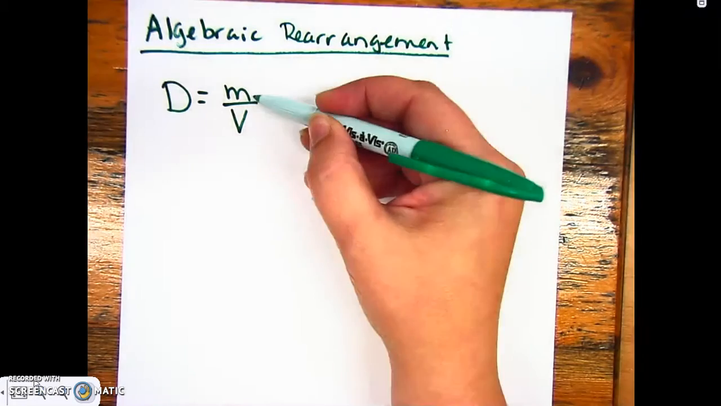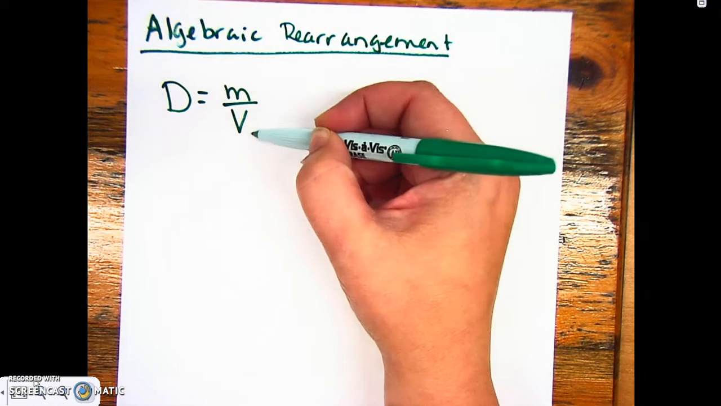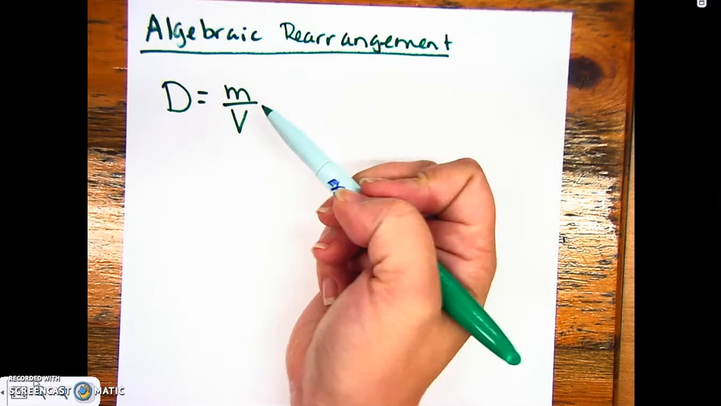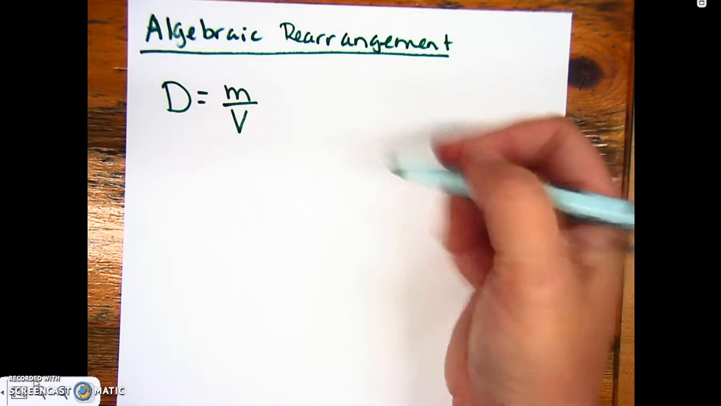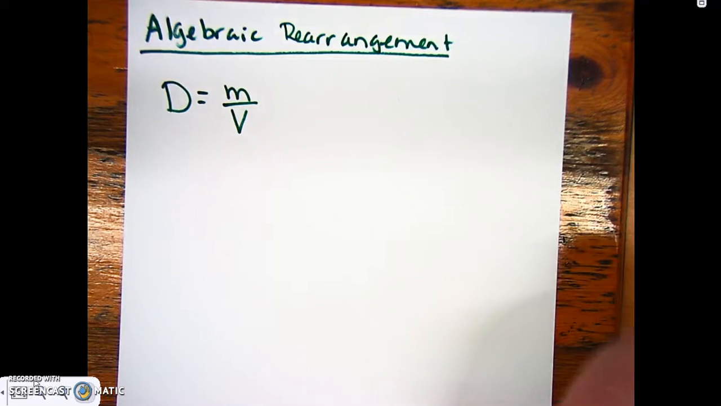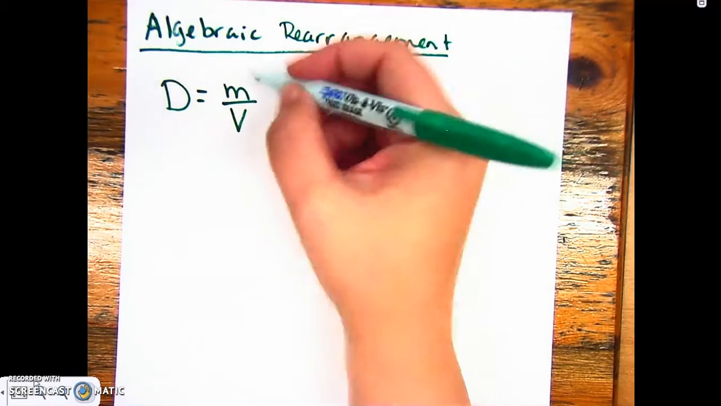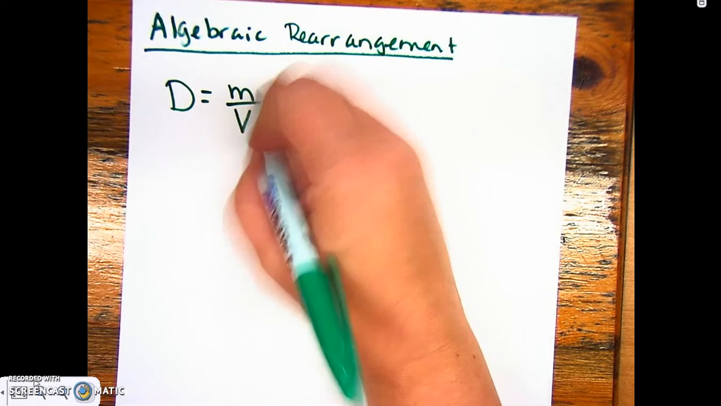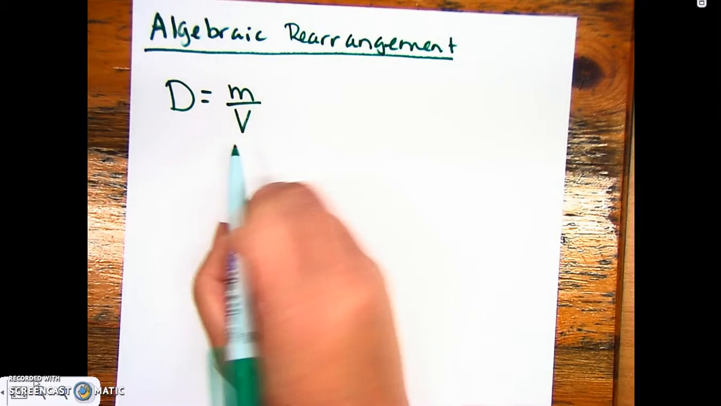In order to get the mass by itself, I have to do the opposite operation in order to get the volume to cancel on this side, right? And then what I do to one side, I do to the other. That's almost all of the algebra I know, and I can do a lot of chemistry and physics. So if you look at this equation right here, you want the mass by itself, so mass is being divided by volume.